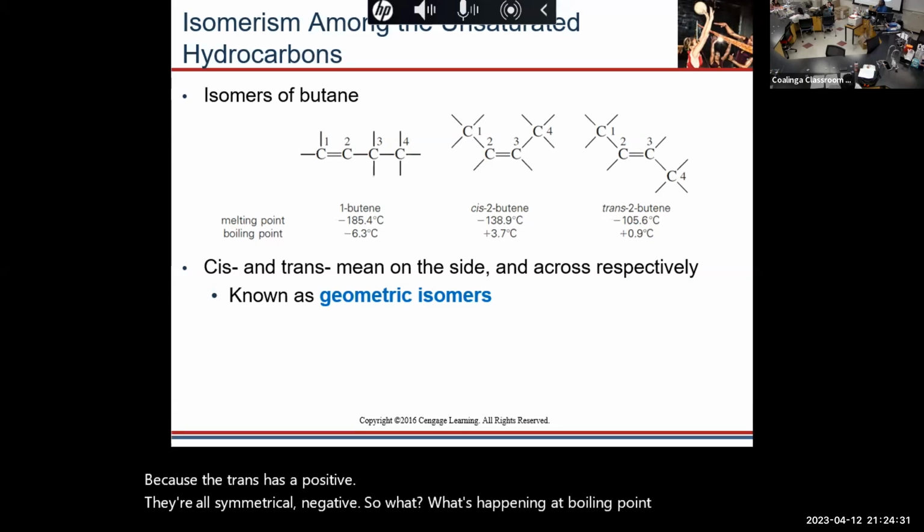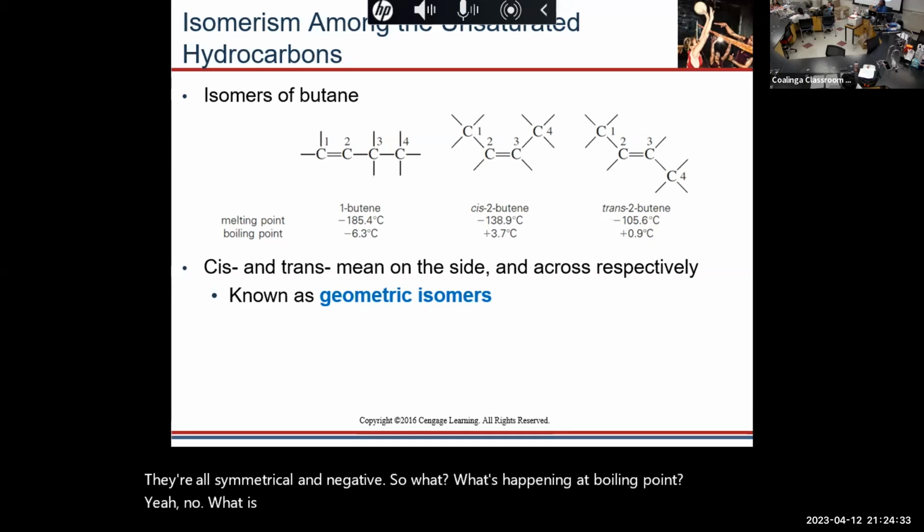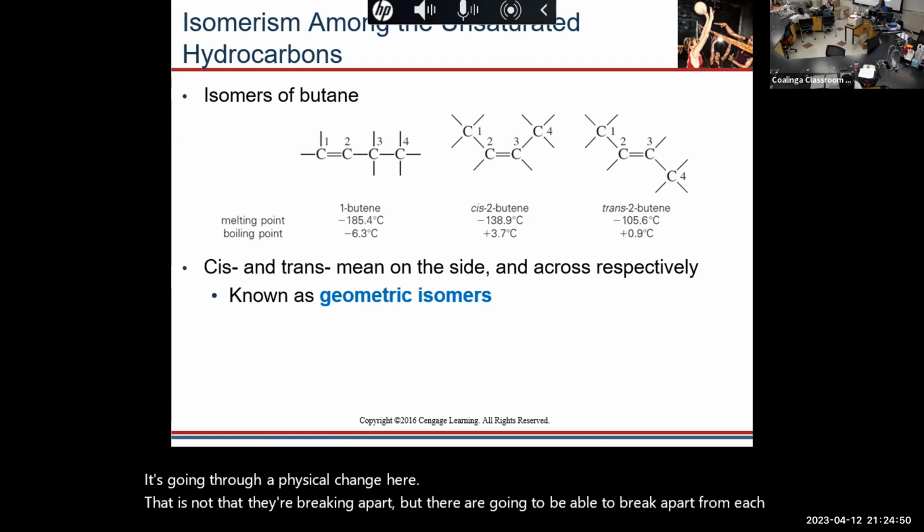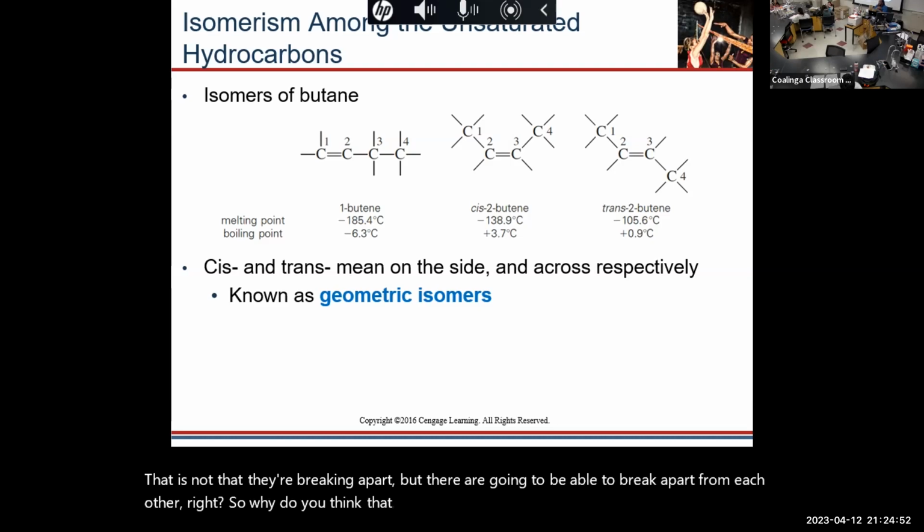What is happening at the boiling point? What's the transition that we're going through? It's a physical change. It's not that they're breaking apart, but they're going to be able to break apart from each other. So why do you think the boiling point is higher than the others?